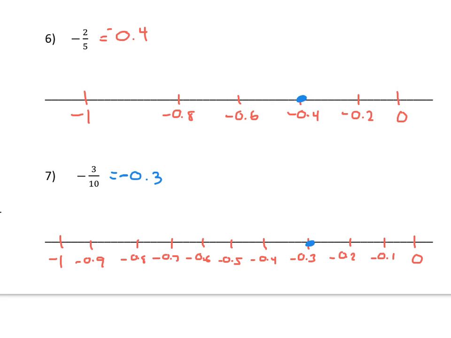For the 7th problem, I converted negative 3/10 into a decimal as negative 0.3, which goes between the integers of 0 and negative 1, and each increment I jumped was 1/10 along the number line. So this is the location of negative 0.3 on the number line, which is closest to 0.